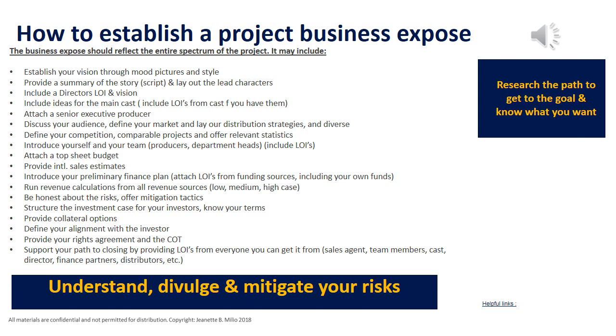The reason why that's important is you need to at some point figure out what you're going to ask the investor for that you're giving this business exposé to. You run your calculations from all these revenue sources, and you run calculations for low, medium, and high. Investors want to see three calculations. They want to see what could happen and what's the worst case scenario. Be honest about the risk and offer some mitigation tactics, meaning you tell them we're going to have a completion bond company that will make sure that we're not going over budget. I'm going to have this amazing distributor who is very experienced and is selling similar product, things like that.